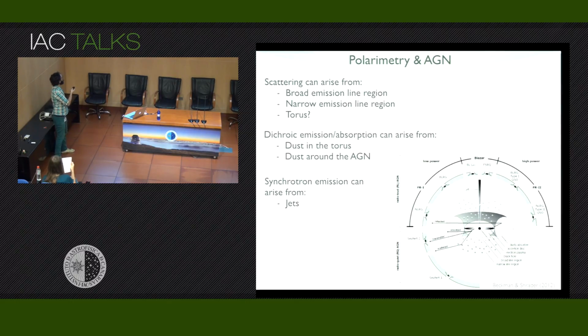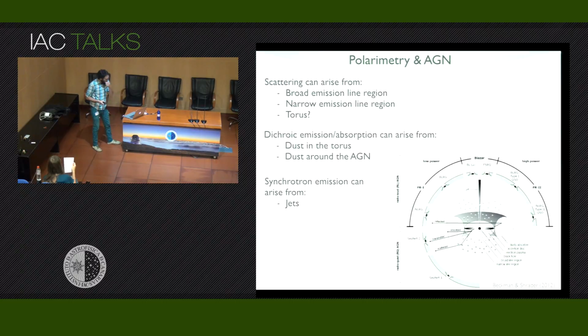detected yet. We also have dichroic emission or absorption that can arise from aligned dust grains in the torus, and aligned dust grains around the AGN, in structures maybe in the host galaxy or in the ionization cones. And we also have synchrotron emission that can arise from the jets. So using polarimetric techniques, we can study basically all the structures in the AGN.